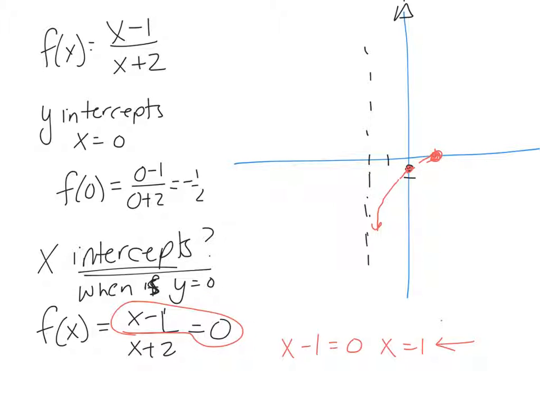Okay, so far what we've done is we've got the vertical asymptote and we got the zeros, the x-intercepts and the y-intercepts. You get the y-intercept by plugging in x equals 0. You get the x-intercepts by setting the numerator of the fraction equal to 0. Okay, last thing we have to do is find the end behavior, and that's the horizontal asymptotes.